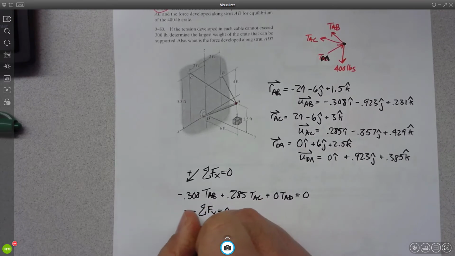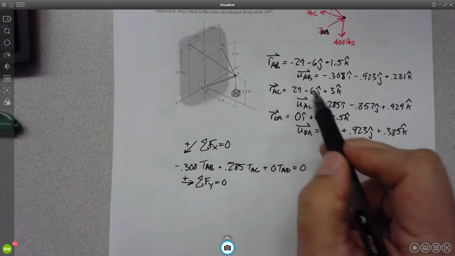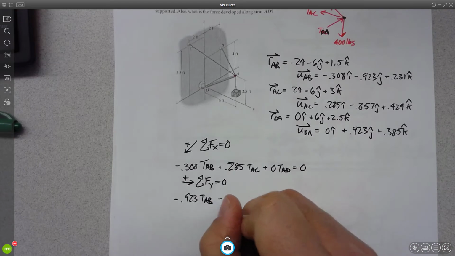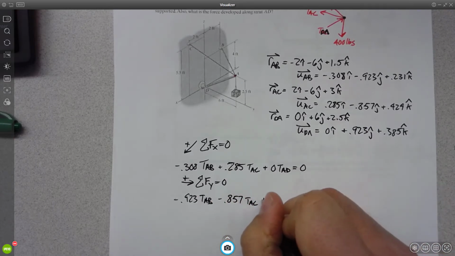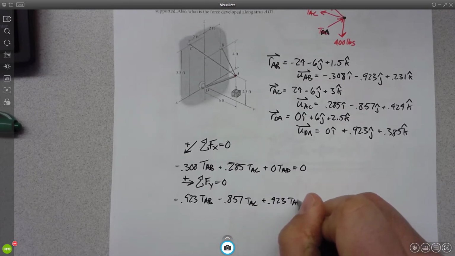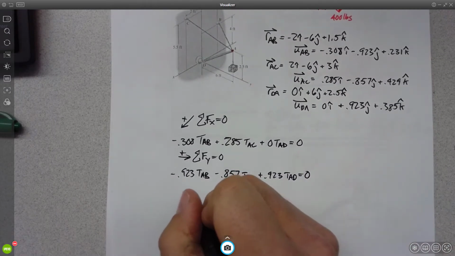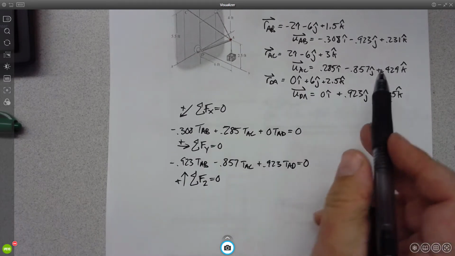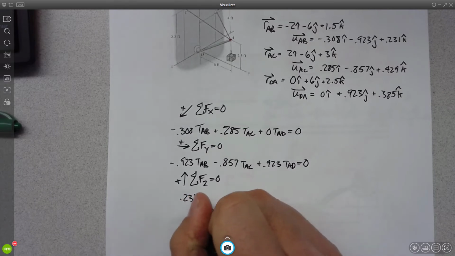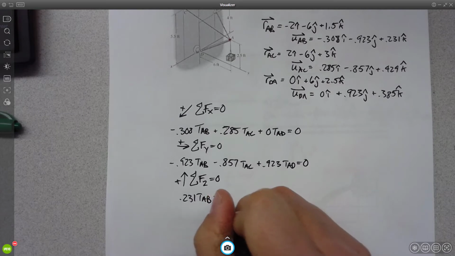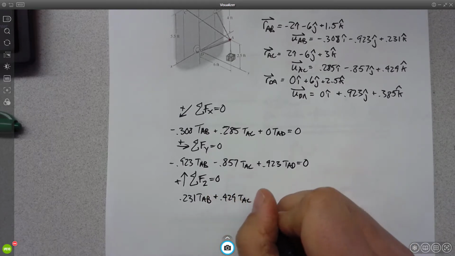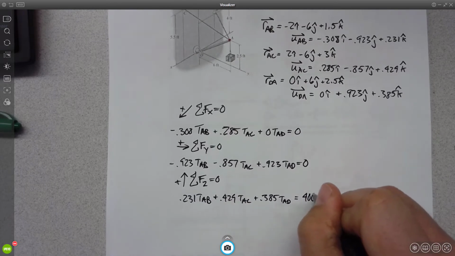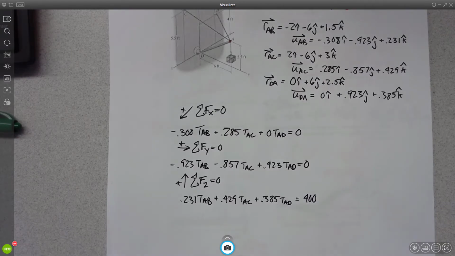Sum of the forces in the y equals 0. That's this way. So for TAB, it looks like I have -0.923 TAB, -0.857 TAC, plus 0.923 TAD equals 0. And lastly, sum of the forces in Z equals 0. That's going to be positive. So in the Z direction, I'll have 0.231 TAB plus 0.429 TAC plus 0.385 TAD equals 400. Right? Because I got that 400-pound mama jama in there.